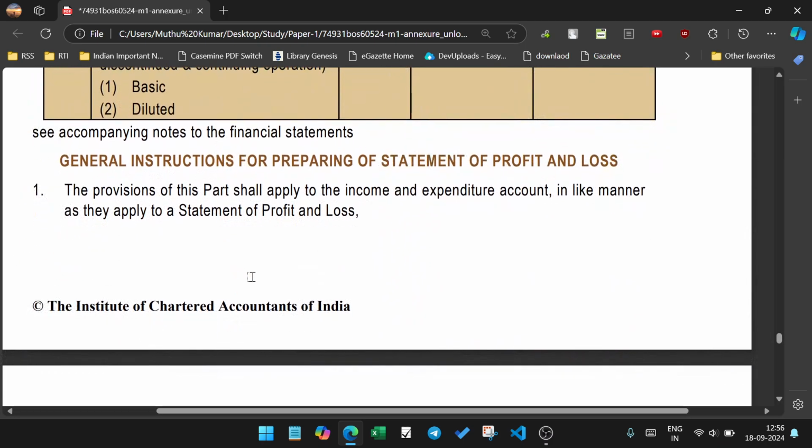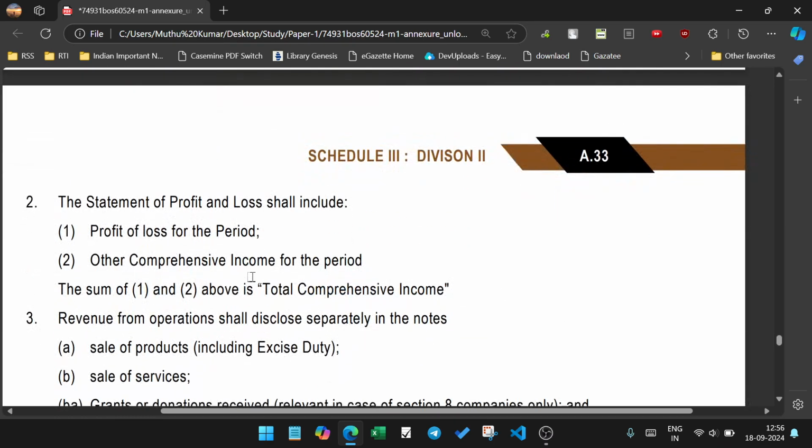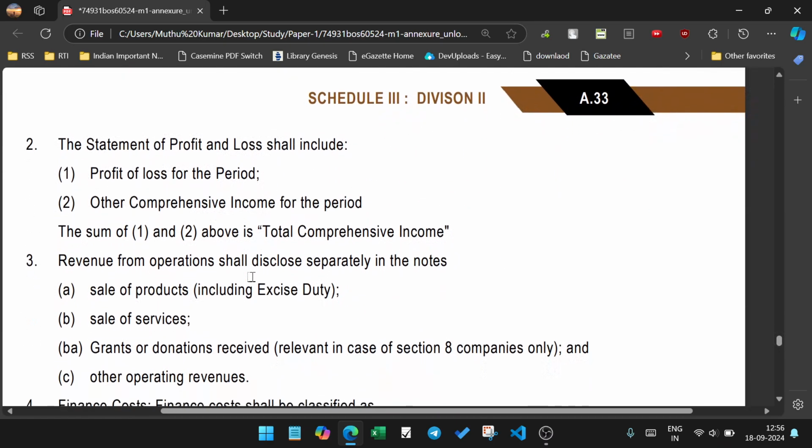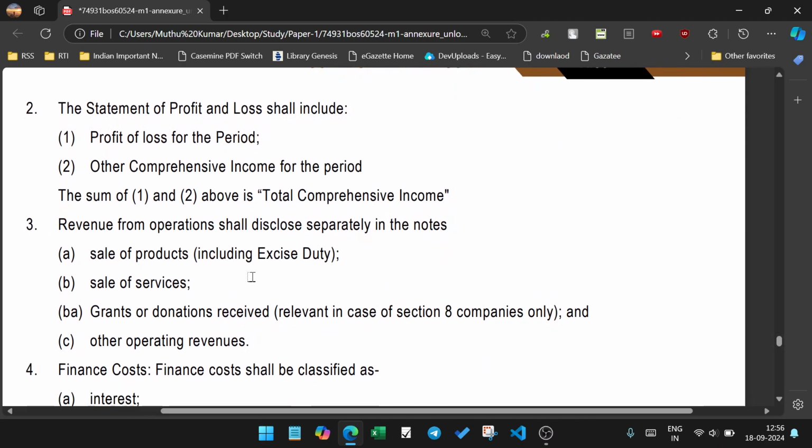General instructions for preparation and presentation of the statement of profit and loss. The provisions of this part shall apply to the income and expenditure account in a like manner as they apply to the statement of profit and loss. Profit and loss for the period. Other comprehensive income for the period. Total comprehensive income.